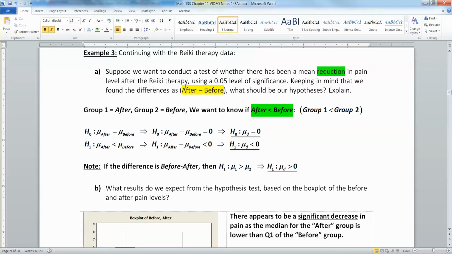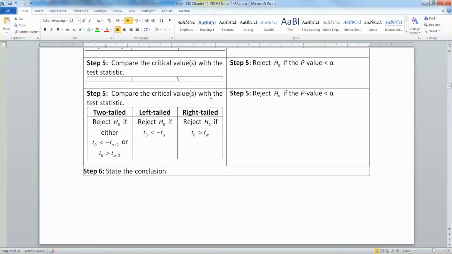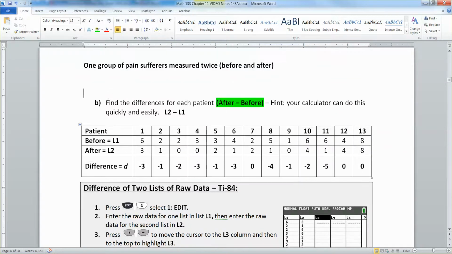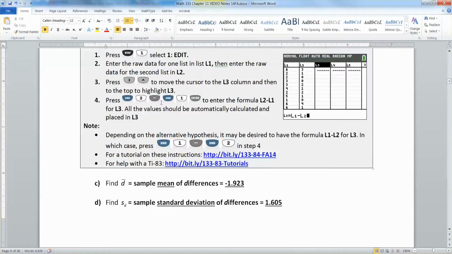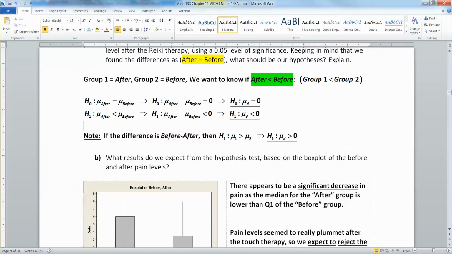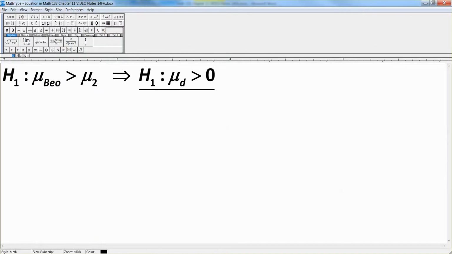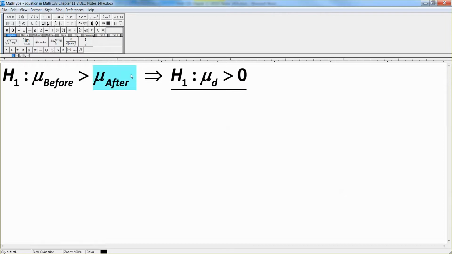Now notice, I set it up exactly as I wanted. Back 3 pages ago, I said I wanted it to be after minus before right here. Now if I had reversed myself and set that up to be before minus after, what would have happened to my hypotheses down here? If I had said it's before minus after, like this, I'll make it pink, then mean before would be group 1. I want that to be greater than the mean after, because I want the after group to have less pain than the before group. And that would mean mu d is greater than 0.